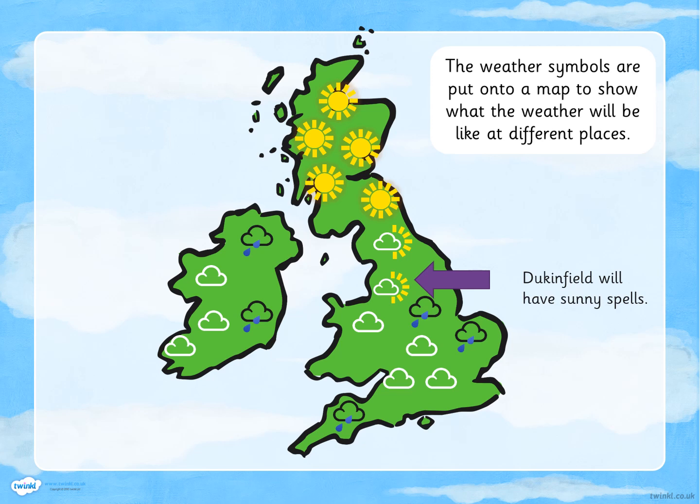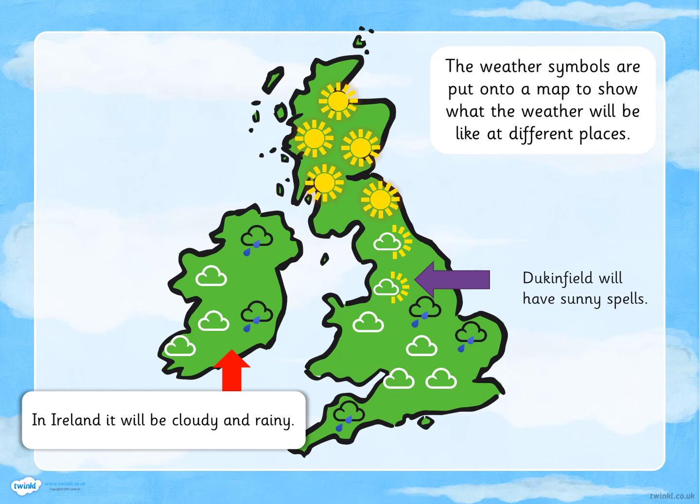This is like the weather forecast. Can you see where the symbols are being put onto a map of the UK to show you what the weather is going to be like? What's the weather like in Scotland? What does that symbol mean? The weather's going to be like in Wales. Can you see the arrow? That's pointing near Dukinfield. It says there's going to be sunny spells in Dukinfield. What else can you see?